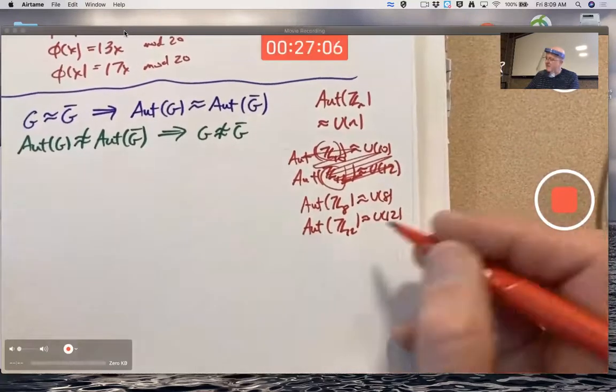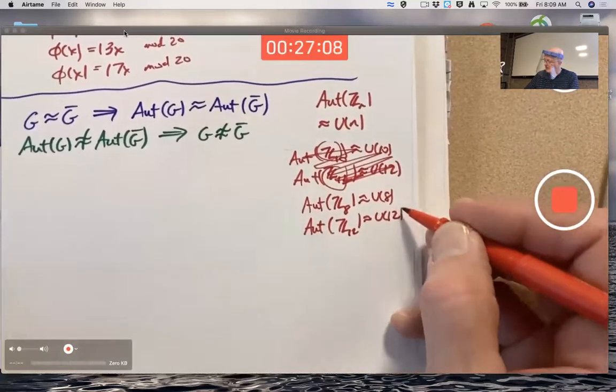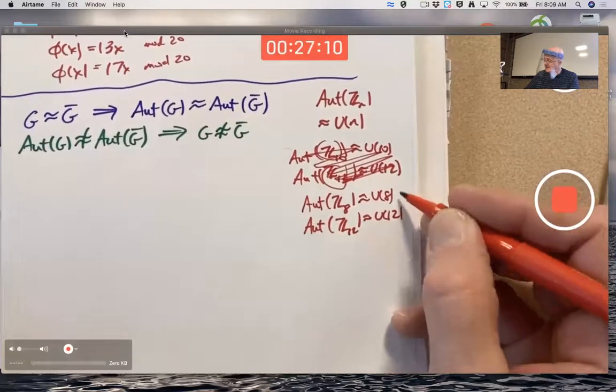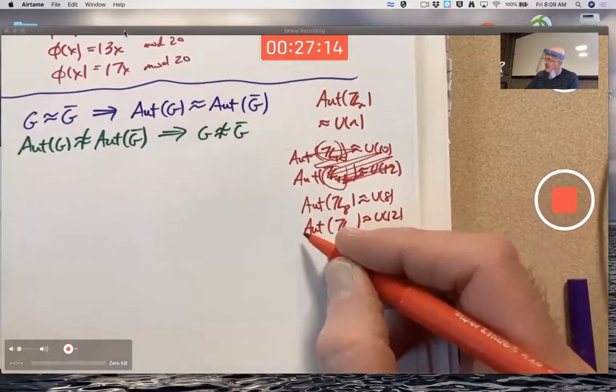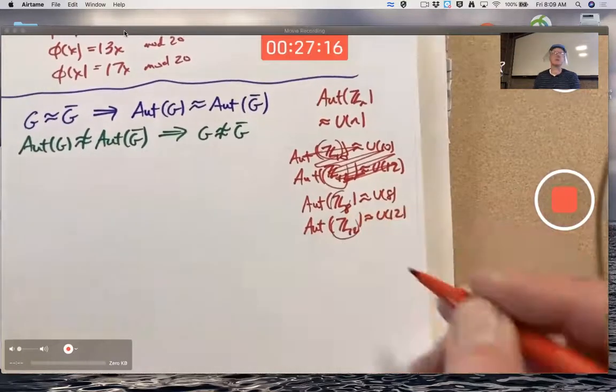So again, these two things, if I'm remembering correctly, are not cyclic. They're both order 4. They are isomorphic, and therefore these are isomorphic. But Z8 and Z12 are not isomorphic.